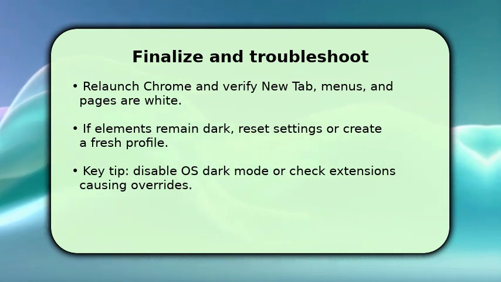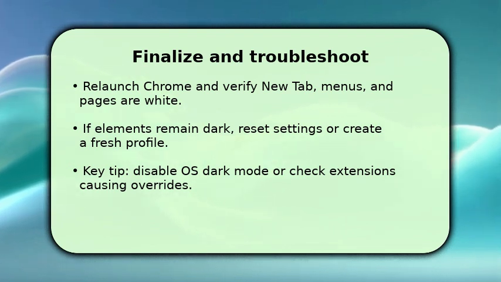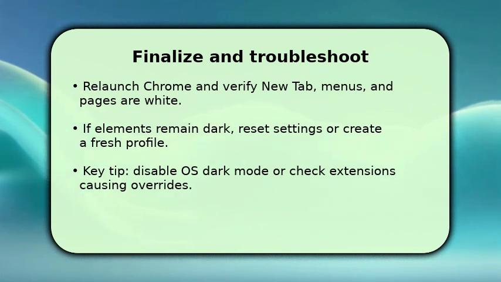If you still see dark areas, try chrome://settings/reset to restore default settings, or create a fresh Chrome profile to isolate the issue. Make sure your operating system isn't forcing dark mode. Turn OS dark mode off or adjust per-app appearance settings.